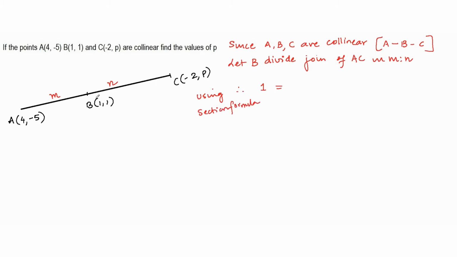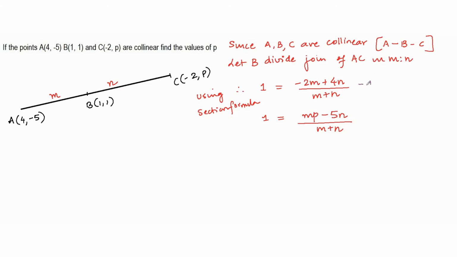So the x coordinate of B, which is 1, is equal to m into minus 2, that's minus 2m, plus n into 4, that's plus 4n, divided by m plus n. And similarly the y coordinate of B, which is also 1, is equal to m multiplied by p, because m gets multiplied with the y coordinate of C, plus n gets multiplied with the y coordinate of A, that is minus 5n, divided by m plus n.